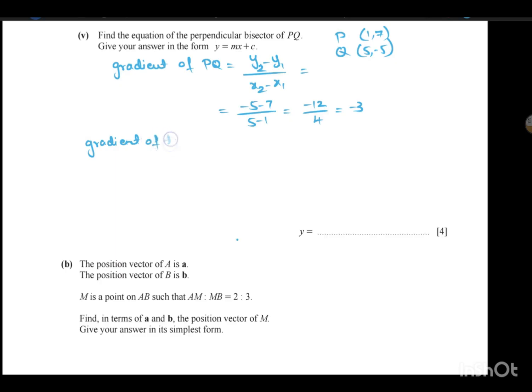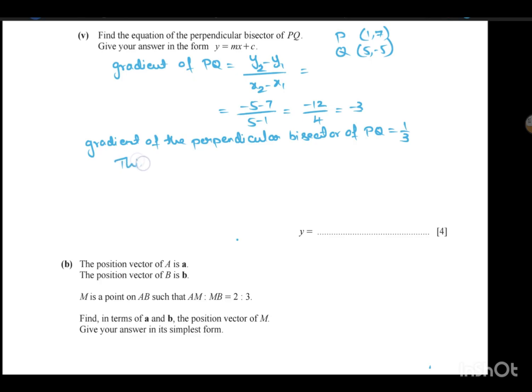The gradient of the perpendicular bisector of PQ is 1 by 3. Now we know the gradient and we know the point from which it is passing. Just now we have found out the midpoint, which is (3, 1). So this perpendicular bisector passes through this midpoint. So we know the gradient and the point through which it is passing.